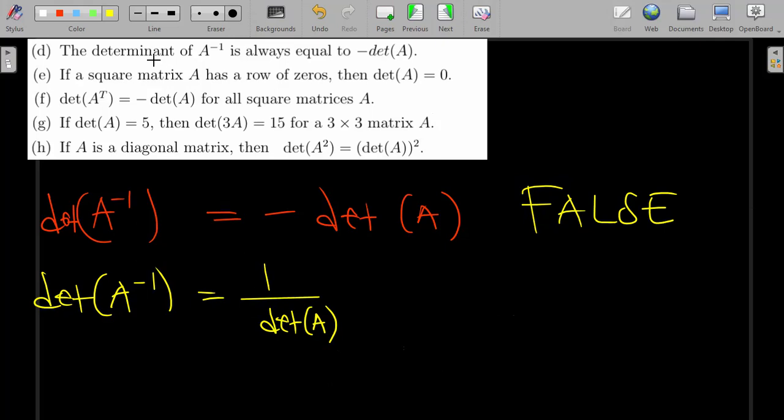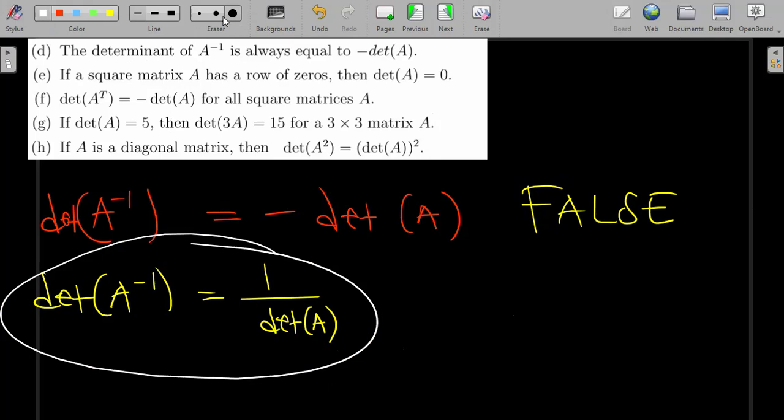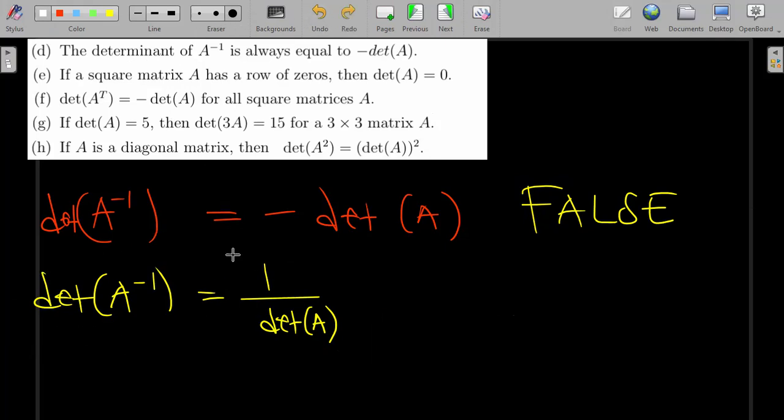Sometimes they will give you this one to prove. They will say, prove this. So how do you prove that? You say, let A be a matrix that is invertible. If A is invertible, it means the inverse of A exists. And we know that if I multiply A with its inverse, I'm going to get the identity.